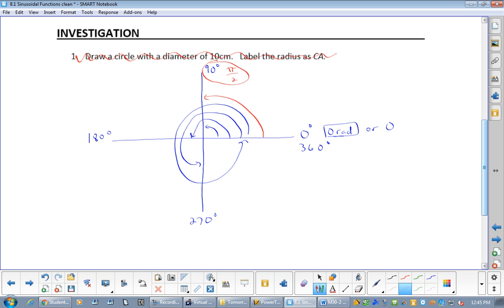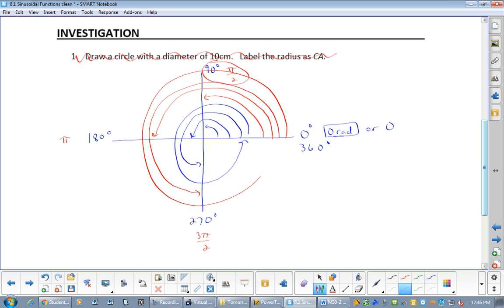Now, to go halfway around a circle is called pi radians. Very timely that it's Pi Day, that we're learning about pi. And if you're going to go 3/4 of the way around, aka 270 degrees, you're going 3 pi over 2 radians. And guess how far you're going if you go all the way around? 2 pi. Now, all of these can be 2 pi or 2 pi radians.